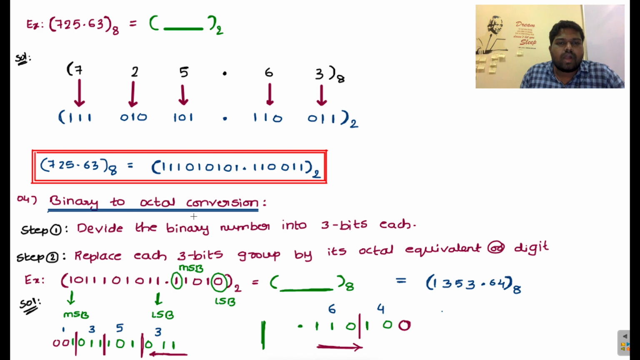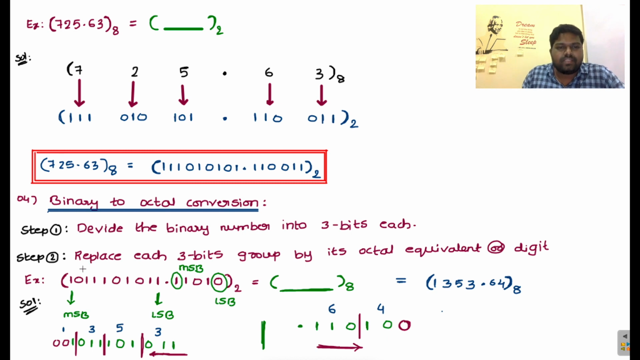For binary to octal conversion, we have 2 steps. Step 1: divide the binary number into groups of 3 bits each. Step 2: replace each 3-bit group by its octal equivalent, that is, its octal digit.